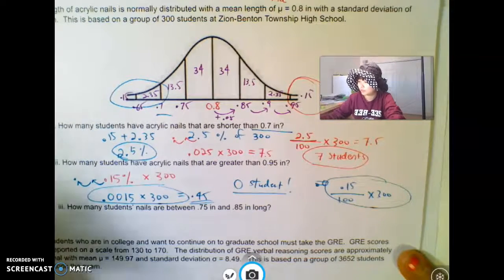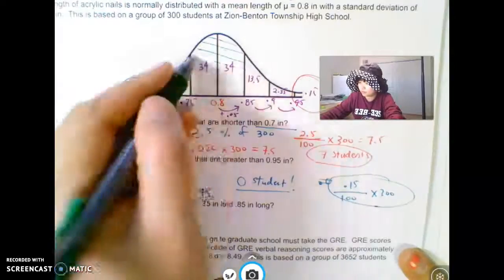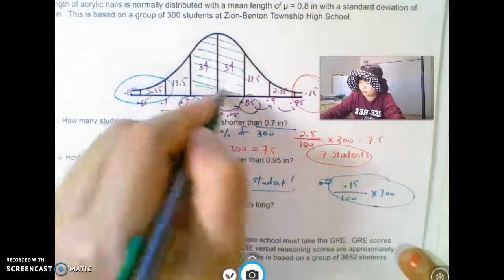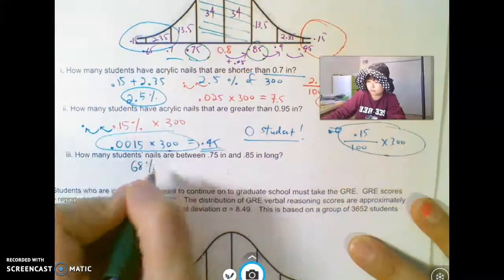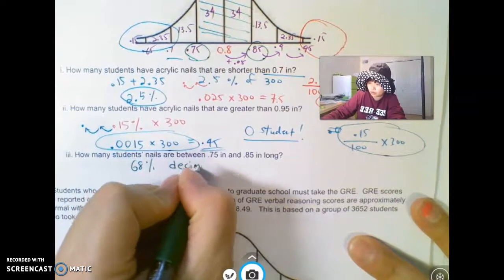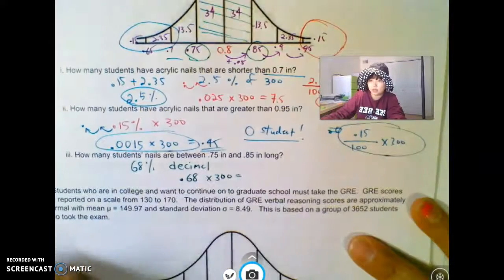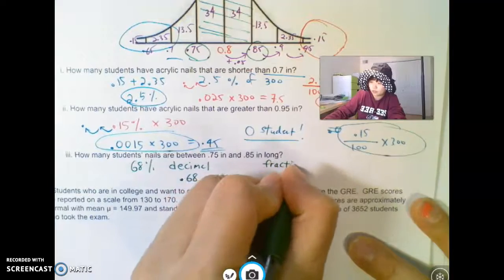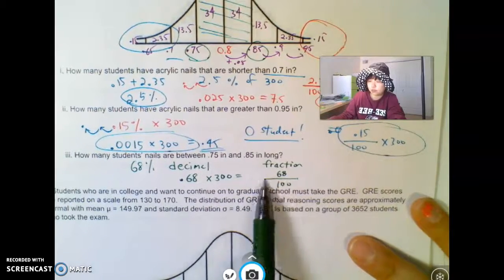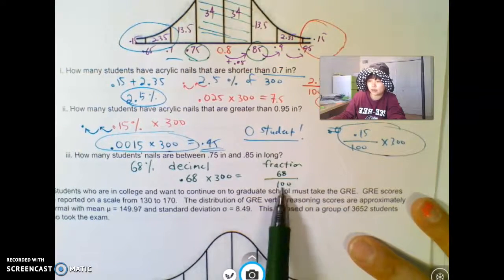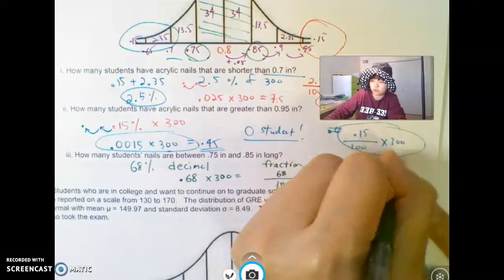Last one. How many students' nails are between 0.75 and 0.85? 0.75, 0.85. Oh, we haven't seen these in a while. That's the 68% in the middle. So 68%, right? If you prefer a decimal way, it'll be 0.68 times 300. If you prefer a fraction way, you want 68%, so you always do percent divided by 100 times 300. So that would be 204 students.